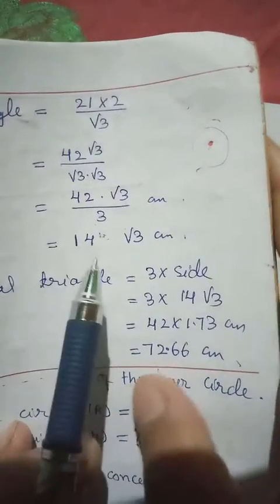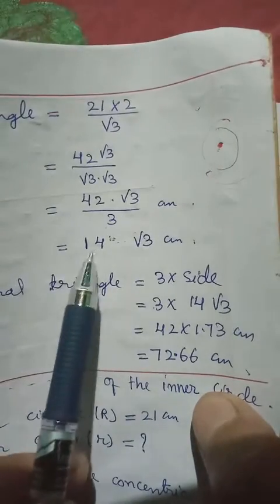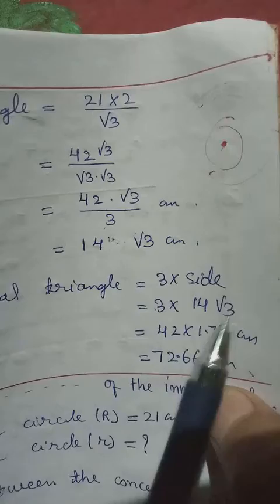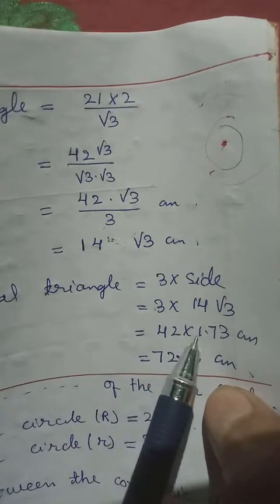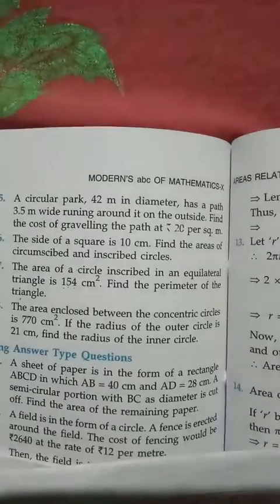Then next, remember we want to find the perimeter. So perimeter, we know that it is 3 into side. So 3, then the side we get from here. So 3 into 14 will be 42. The value of root 3, we know is equal to 1.73. So multiply, you will get the answer. Then we will go to the next one.